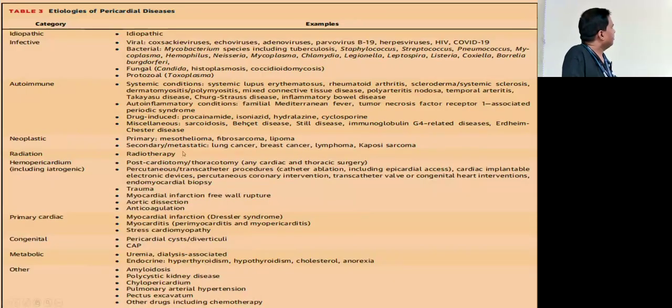Neoplastic can be primary or secondary. So primary: mesothelioma, fibrosarcoma, lipoma. Secondary or metastatic, especially from lung cancer, breast cancer, Hodgkin's lymphoma and Kaposi sarcoma.